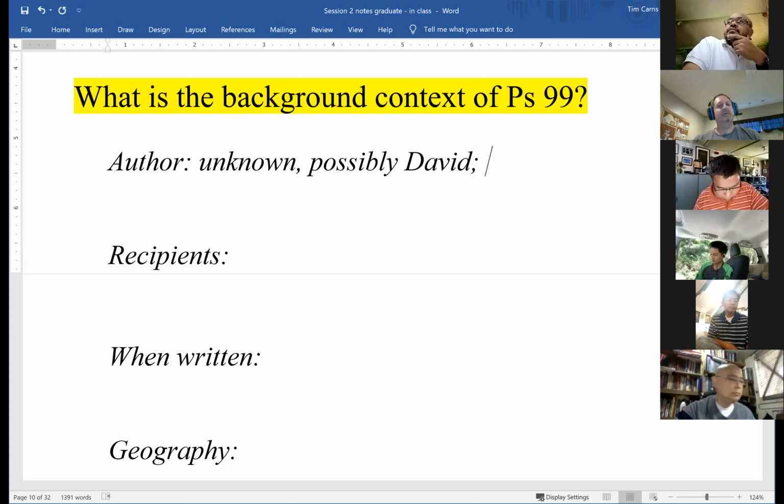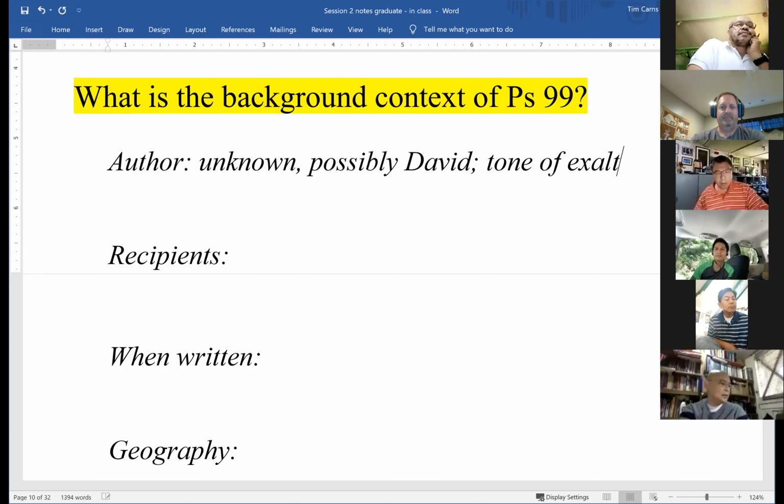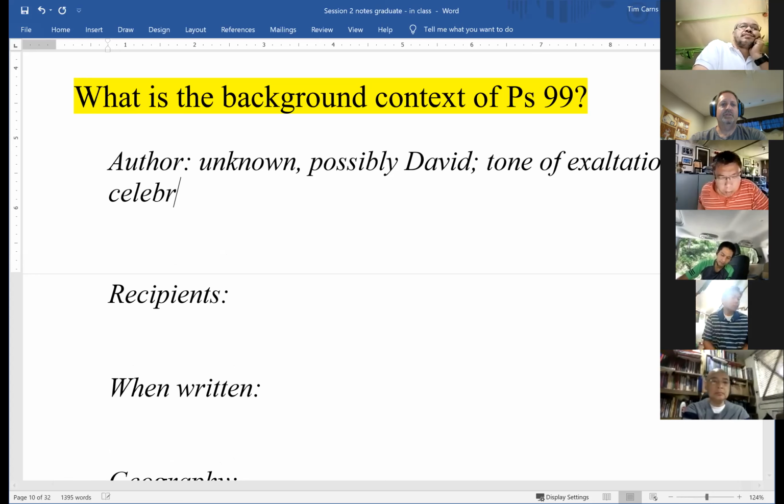Do we know anything about the author, just as far as the tone of this psalm? What would you say about that? It was a tone of exaltation. Okay. Celebration. Of what? Sorry, exaltation and what? Celebration. Celebration. And where do you see that?